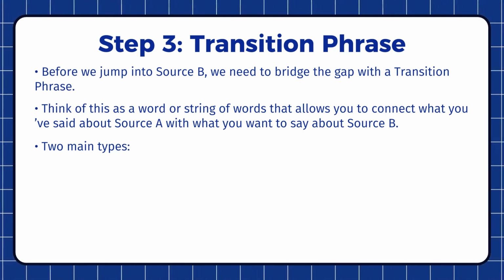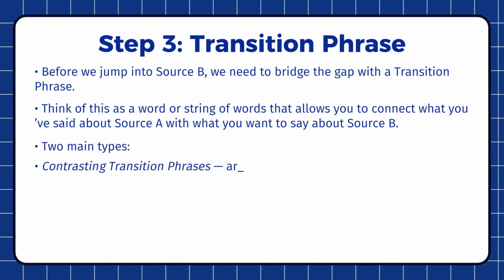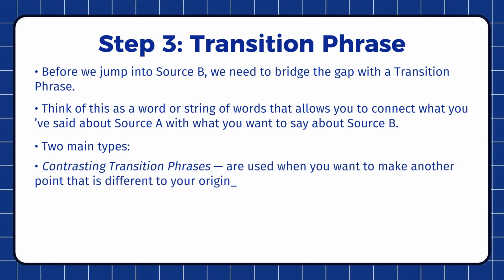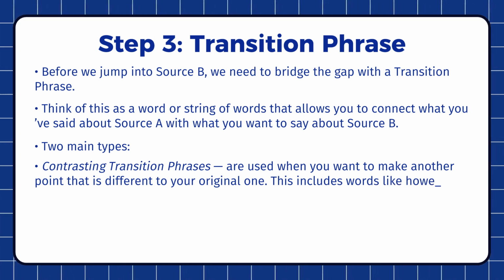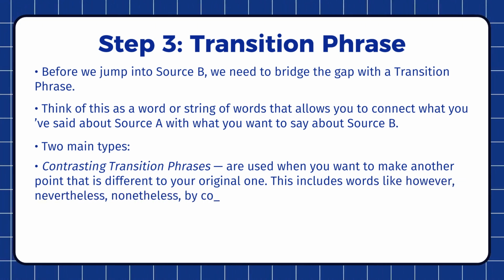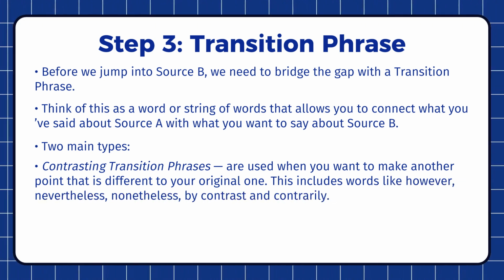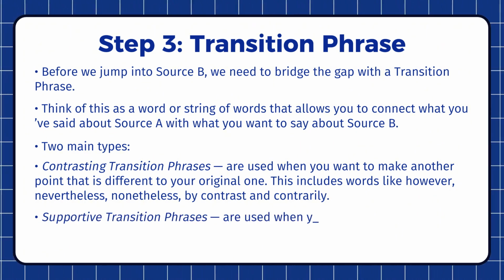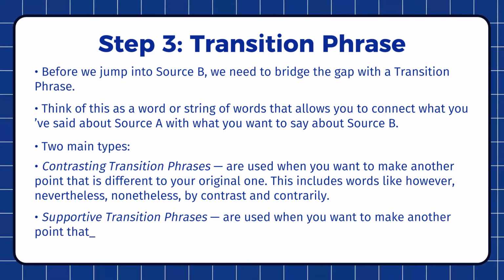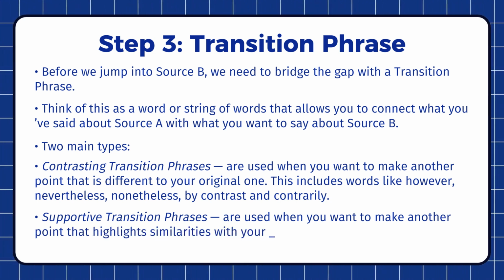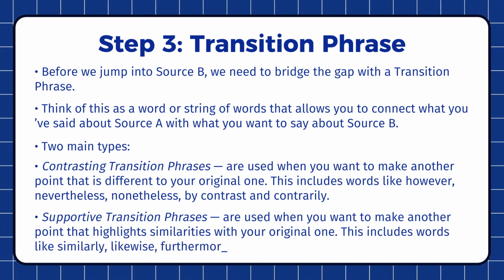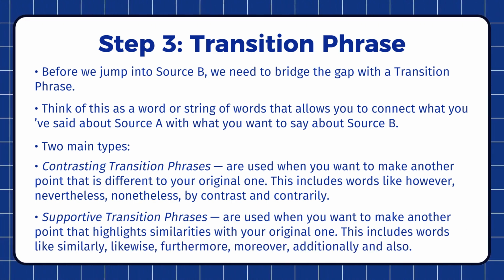You've got your contrasting transition phrases, which are used when you want to make another point that is different to your original one. This includes words like however, nevertheless, nonetheless, by contrast, and contrarily. And then you've got what we call a supportive transition phrase, which is used when you want to make another point that highlights a similarity with your original one. This includes words like similarly, likewise, furthermore, moreover, additionally, and also.